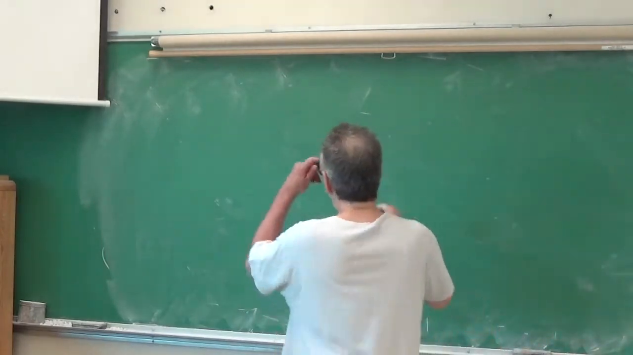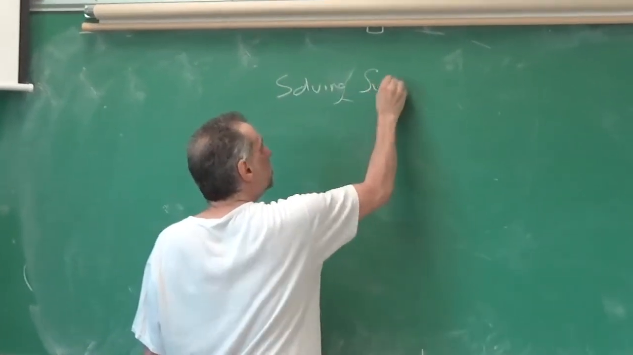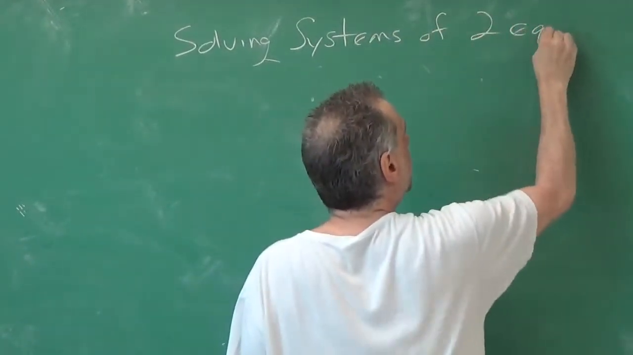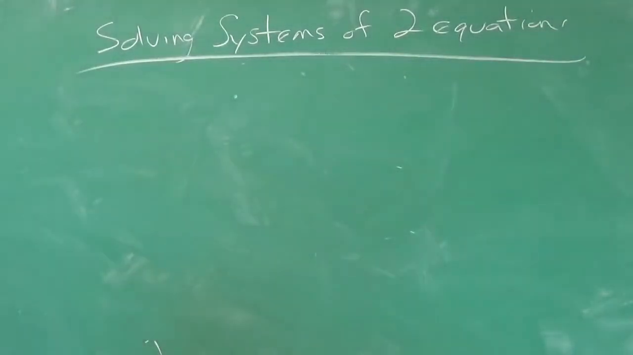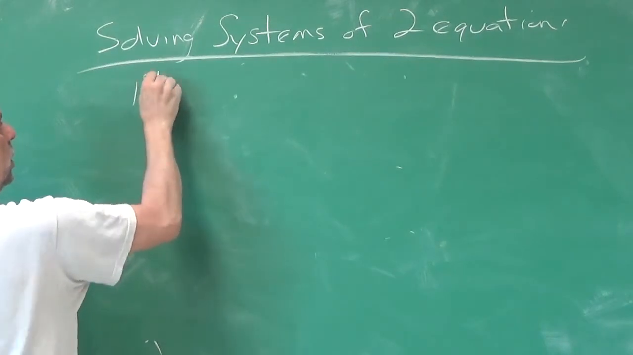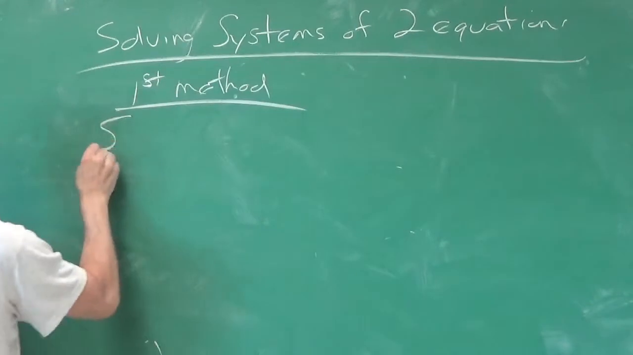Substitution method says, all right, so solving systems of two equations with two unknowns. We'll just say two equations here. We know it's two unknowns. So first method is the substitution method.